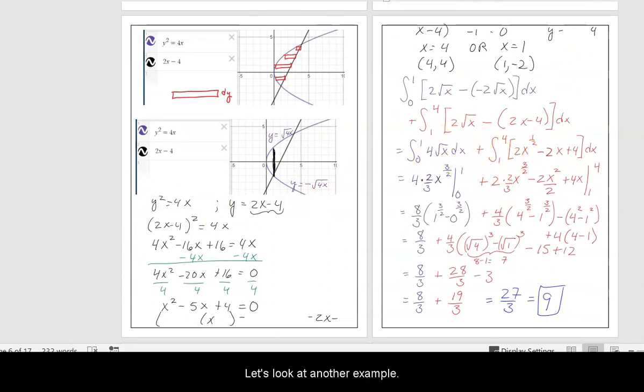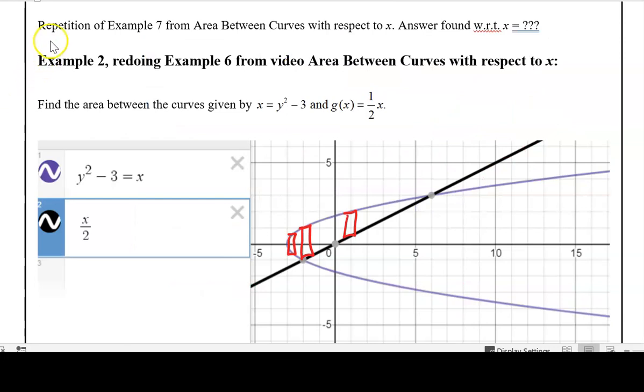Let's look at another example. This is a repetition of example 7 from the previous video, area between curves with respect to x. In this particular one, it does say example 6, but I'm pretty sure it is actually example 7. We'll fix that now.